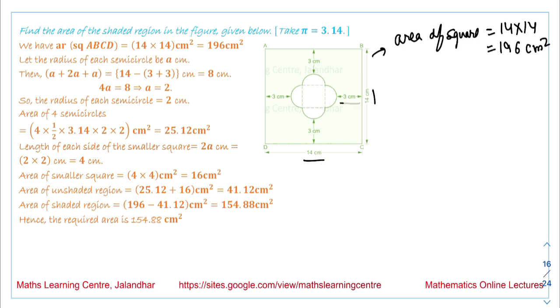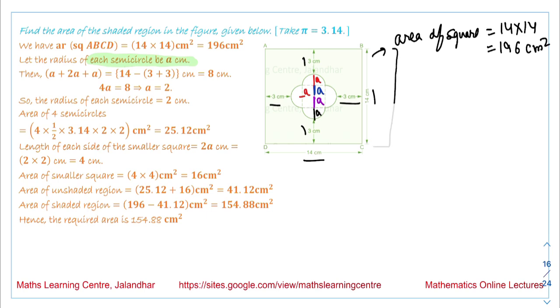Now these distances are given to be 3 centimeter. All these distances are given to be 3 centimeter. And suppose the radius of each semicircle is equal to a centimeter. Then this length will be a, the second portion, this length over here, is a. After this, the length will be a, and after this, the length will be a.